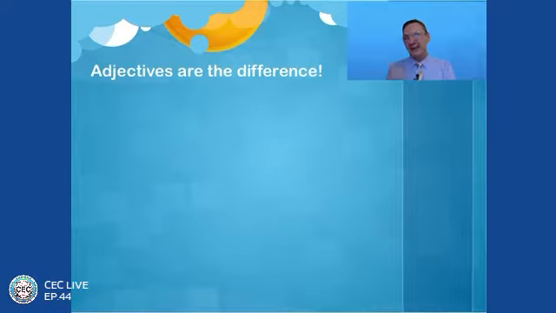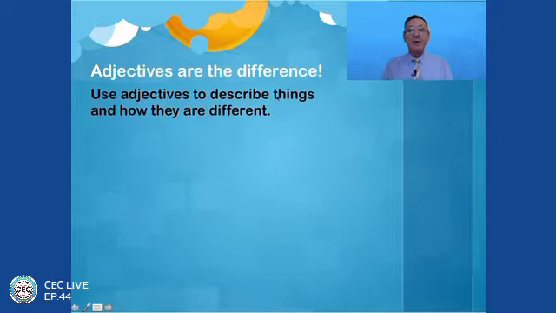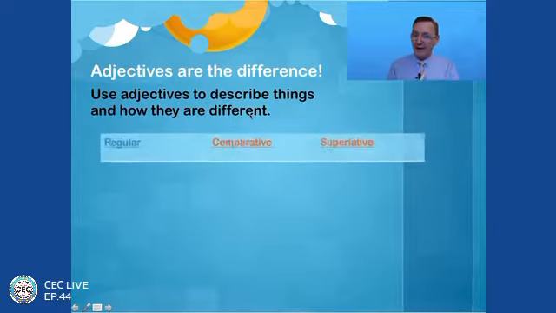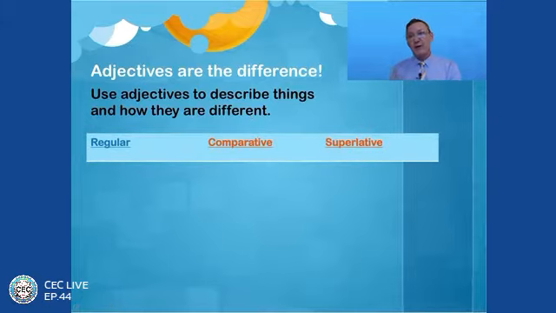When you think about that, if you think about English, how are you going to do that? Well, adjectives are the difference. Why? Adjectives are how we describe something, and how we describe how something is different from another thing. There are three different kinds of adjectives in English. We have talked about this and I have given you many tips before: regular adjective, comparative, and superlative.